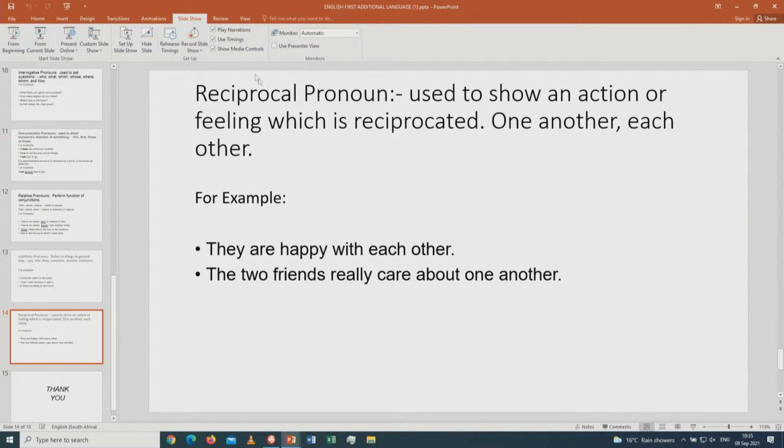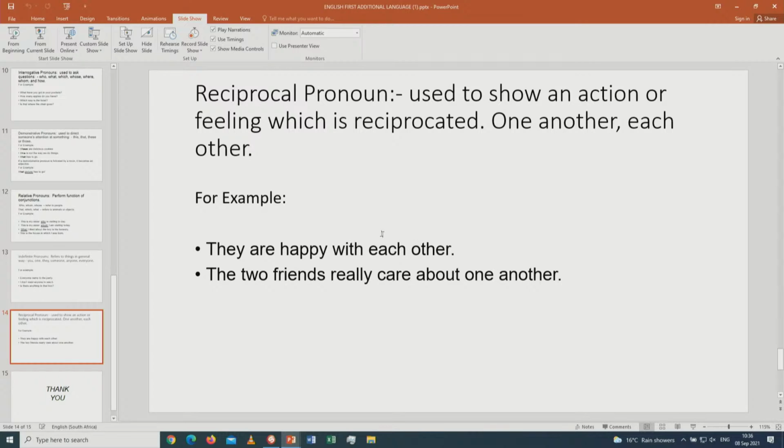Reciprocal pronouns. These pronouns are used to show an action or feeling which is reciprocated. For example, one another or each other. We have used them here in a sentence to show how they are used. They are happy with each other. The action here is reciprocated. The one is happy with the other, and also the other with the one.